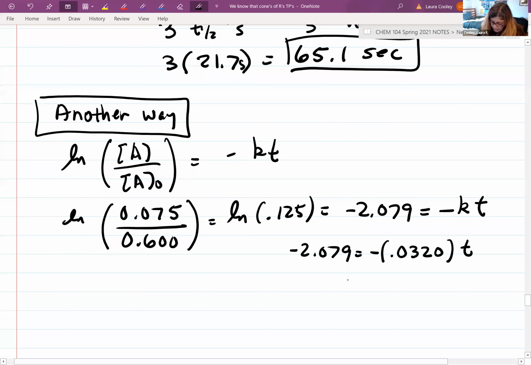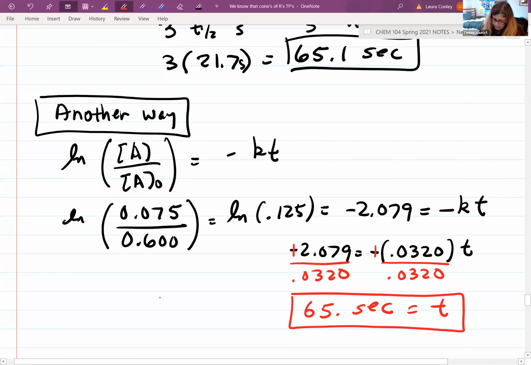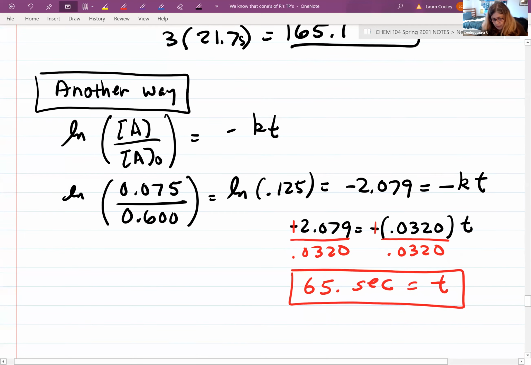Okay, and we have negative signs on both sides. We can change that. And then we just divide. And we get, it's not quite the same answer. Round off error. It's close enough. Okay, we're just going to call it 65 seconds. So you could do it that way as well.